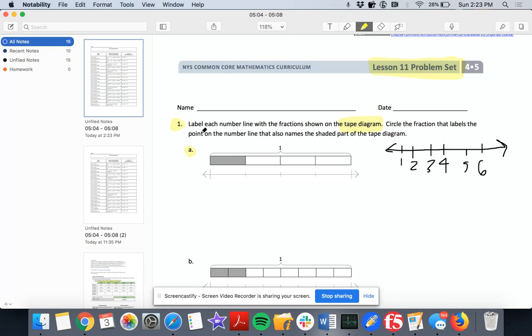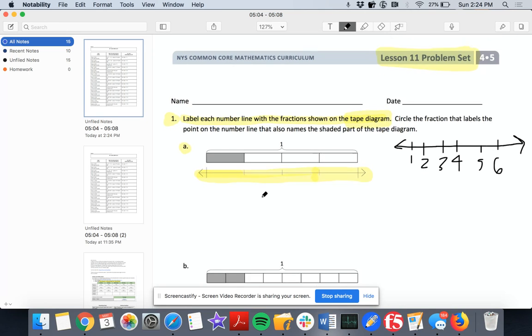So let's get started. It's asking us to label each number line with the fractions shown on the tape diagram. This is obviously the tape diagram. And circle a fraction that labels the point on the number line that also names the shaded part of the tape diagram. Okay, so first they want us to put fractions on this number line, and then they want us to circle where on this number line is representative of this shaded piece. Seems simple enough. Let's start off by first naming our unit fraction because I think that'll make it a lot easier for these problems.